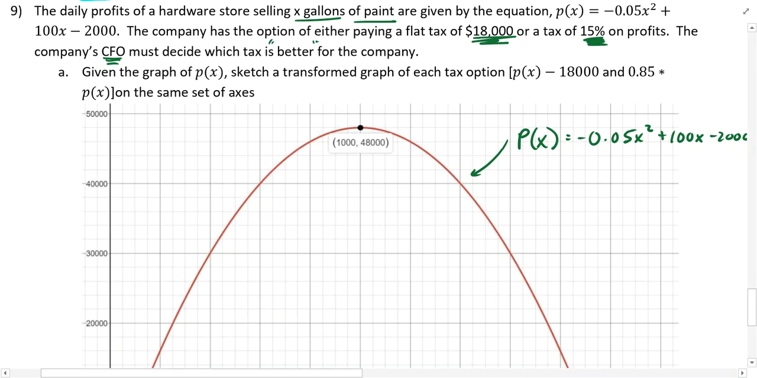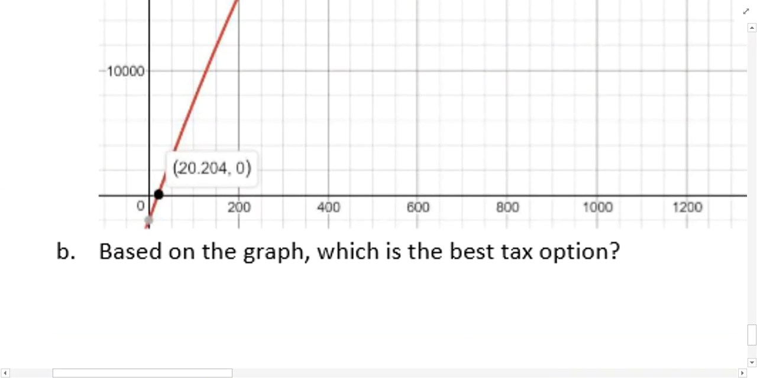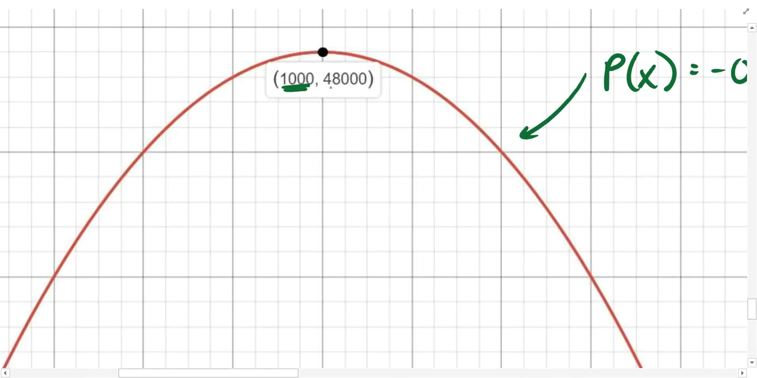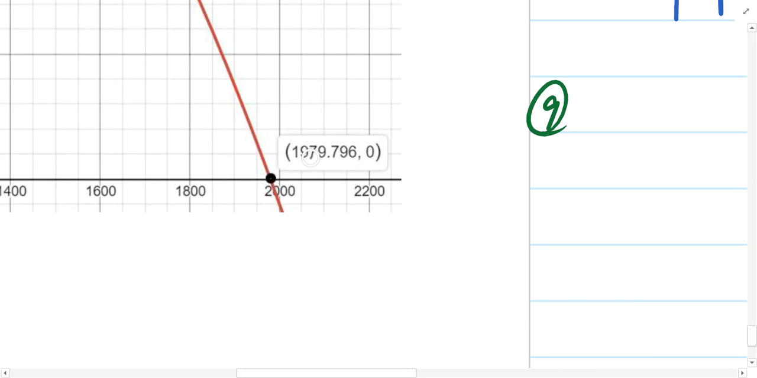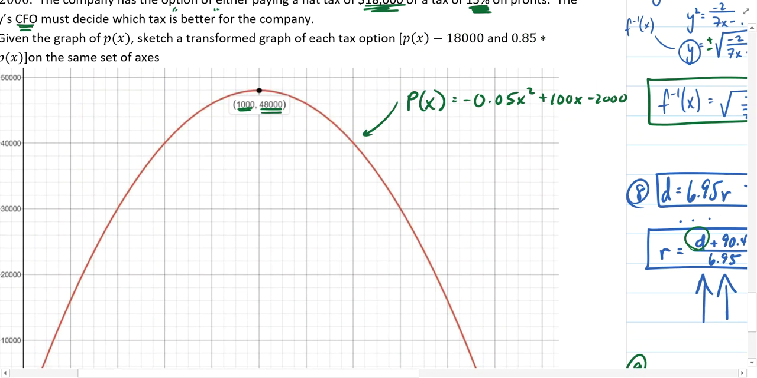Well, if these are the profits, and these key data points tell us what's happening here, if we only sell 20.2 gallons of paint, then there's $0 profit. If we sell 1,000 gallons of paint, then there's $48,000 worth of profit. And if we sell 1,979 gallons of paint, we're again down to $0 profit. I don't exactly know how that happens, but I assume that the amount of labor and materials that goes into producing this much paint ultimately doesn't net the company any profits.